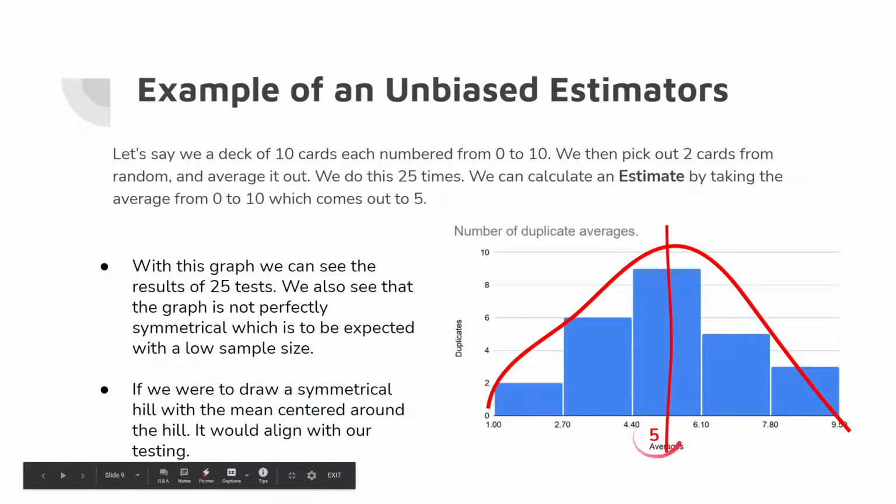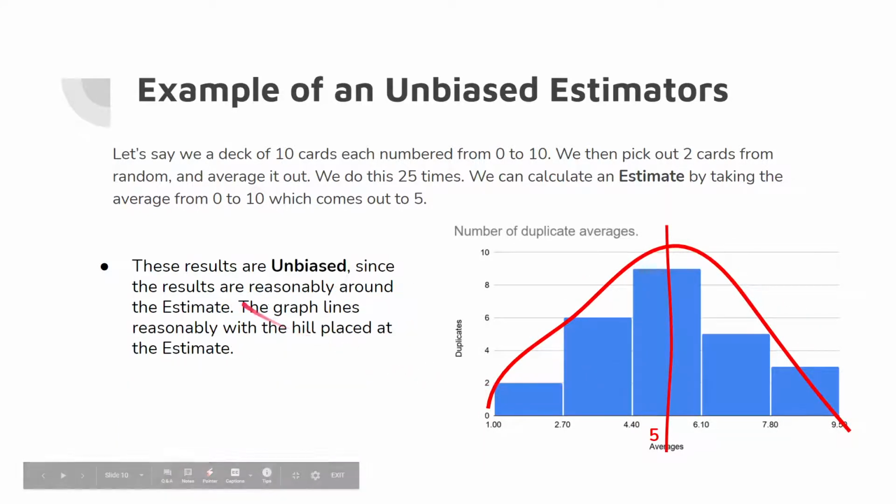So right here we see our estimate would be 5, and a hill centered around it would align with the results we have here. So these results are unbiased with the estimator. The estimate is unbiased with the results. Since the results are reasonably around the estimate, the graph lines up reasonably with the hill placed at the estimate.